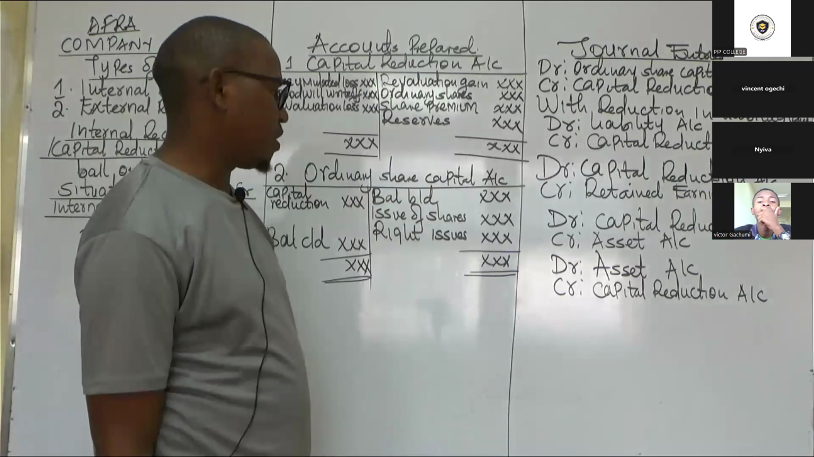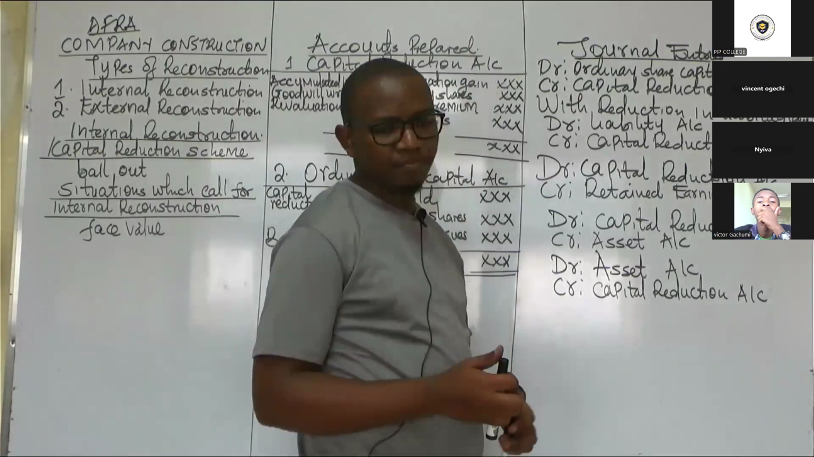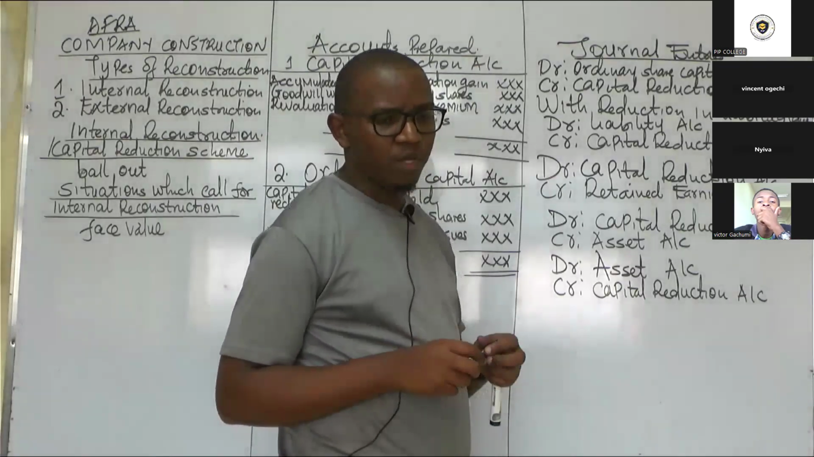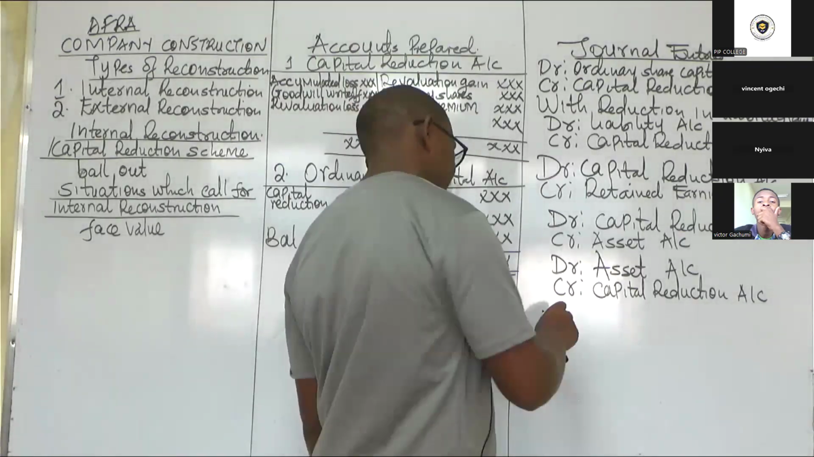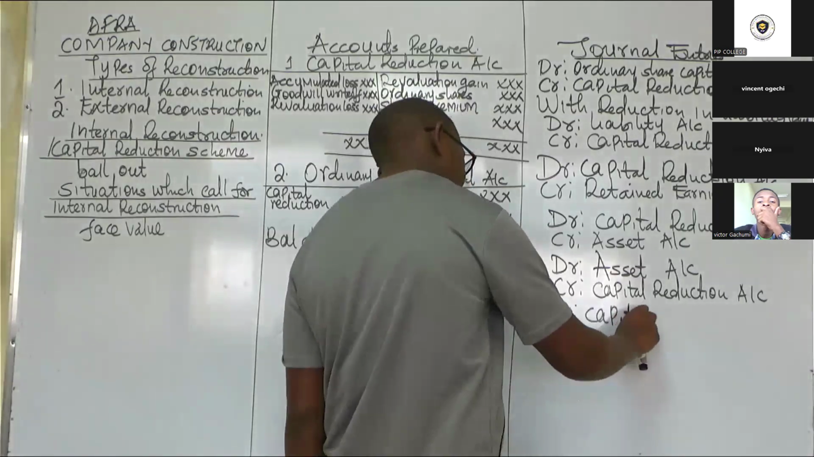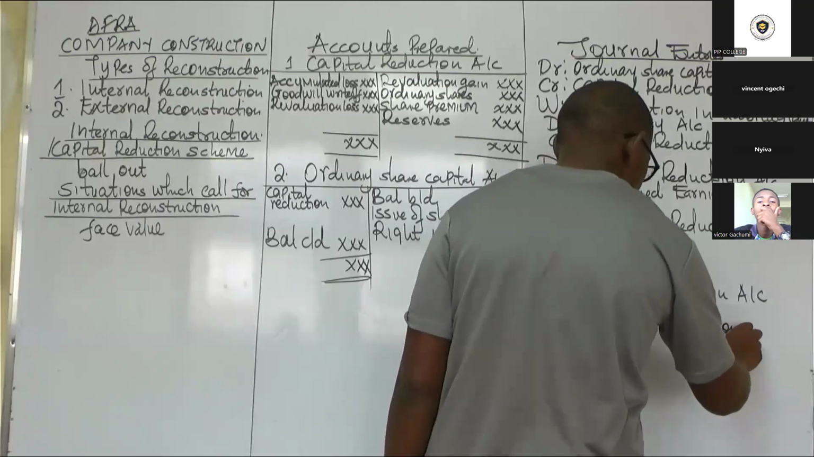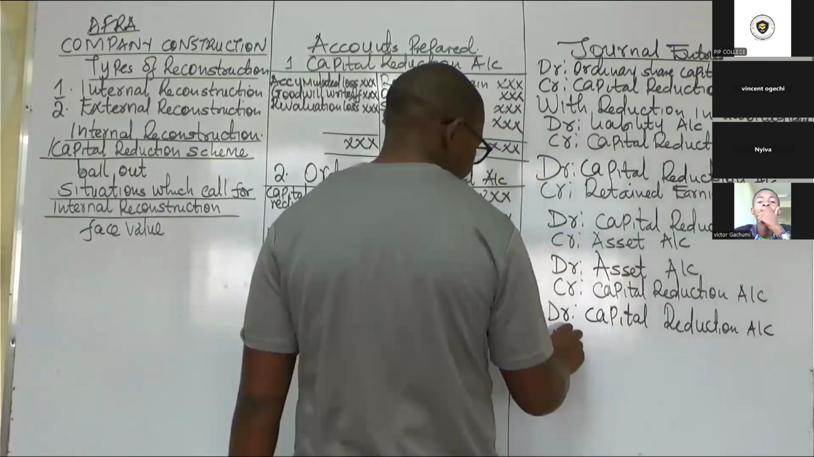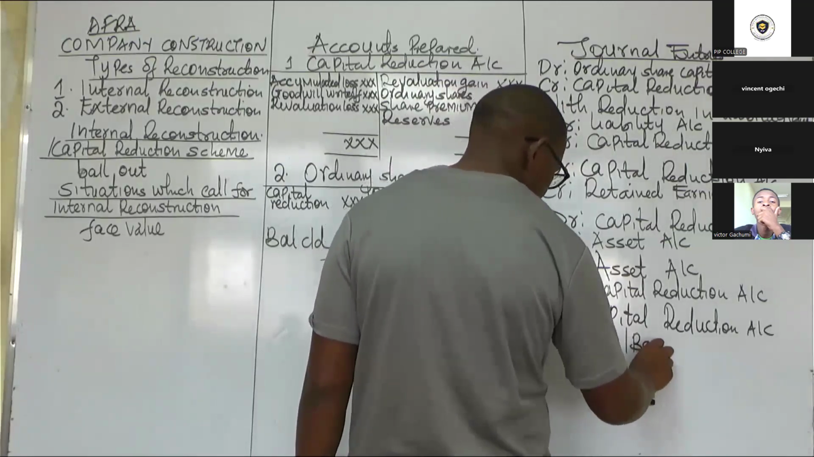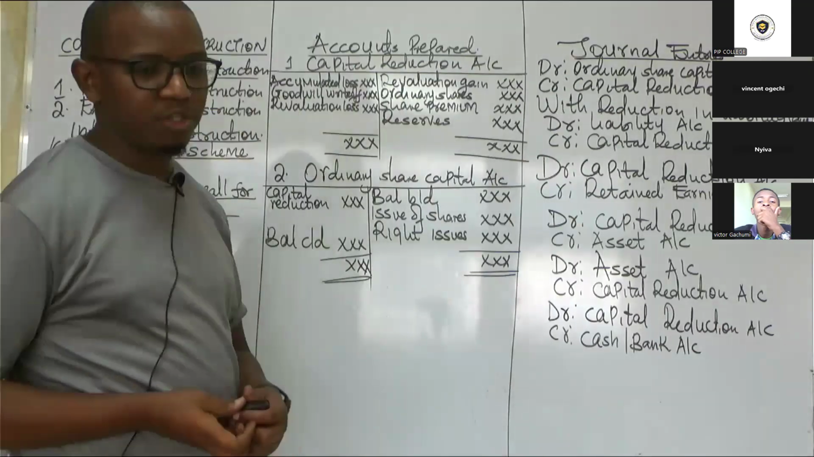Capital reduction account. That one is with the reconstruction cost. With the reconstruction cost, you will debit the capital reduction account. Now that it has to be paid through cash or bank, you credit the cash or bank account.